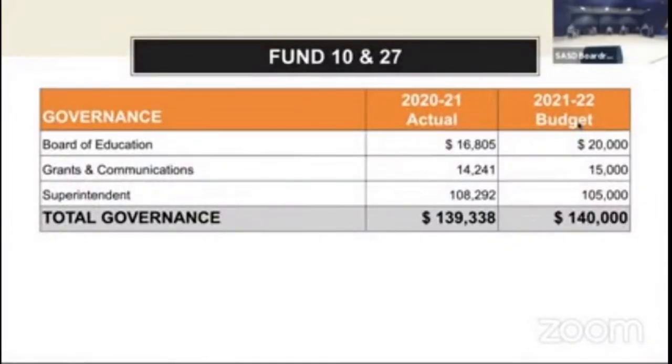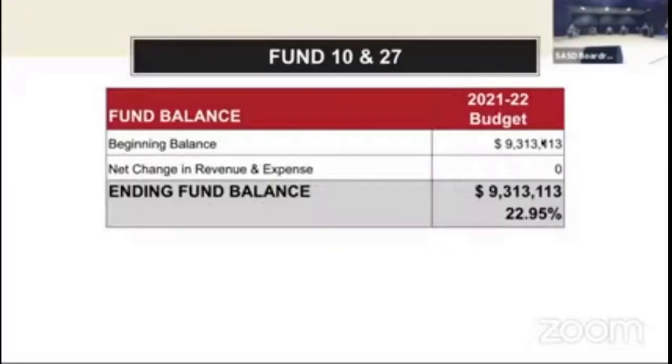And then the final budget has relatively minimal change. Next slide. So when we put all of that together, the revenue and the expenses, it does result in a balanced budget, which means our fund balance would have no change or stay at 9.3 million, which is 22.95% of our operating expenses. We target 15 to 20%, so we have a very healthy fund balance.